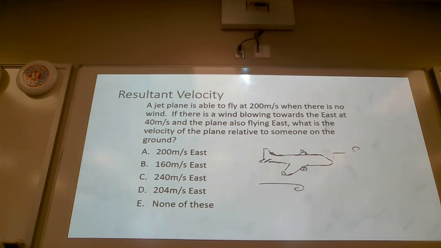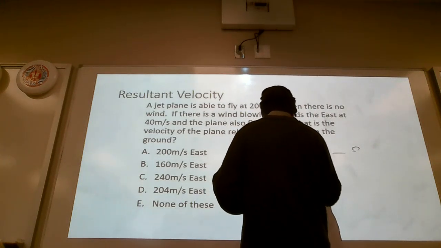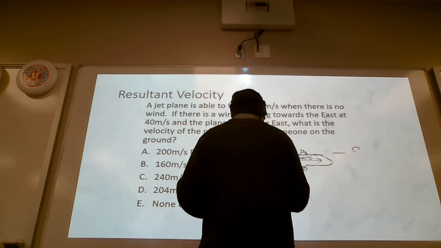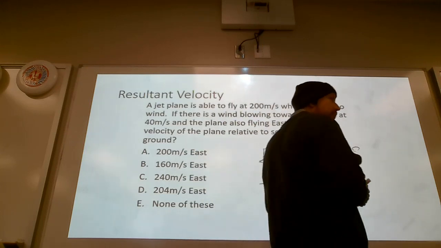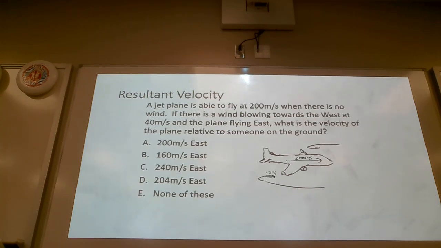Tell your neighbor. Correct answer is C. You got 200 meters a second plane's velocity, and you have 40 meters a second the wind. The resultant velocity of the plane relative to the ground is 240 meters a second. So what happens if the wind's blowing the other way?